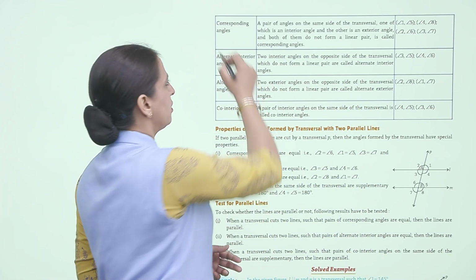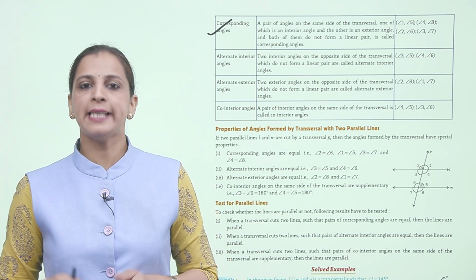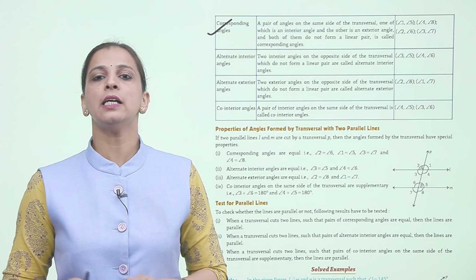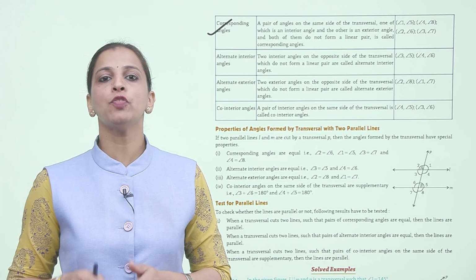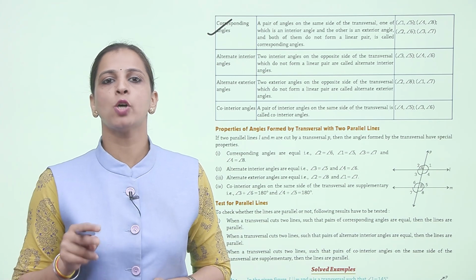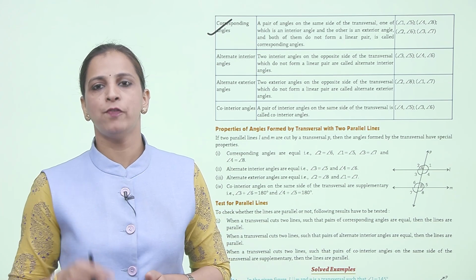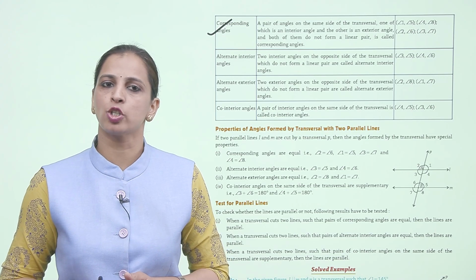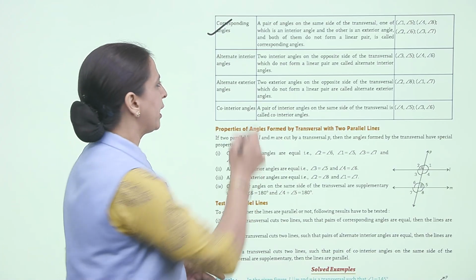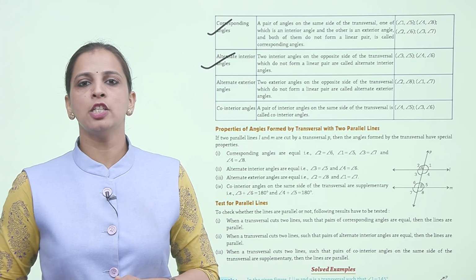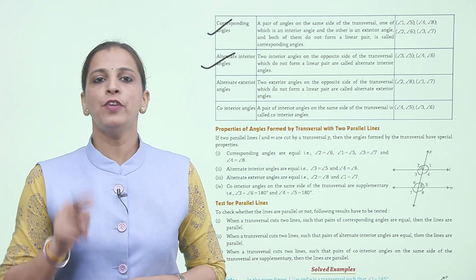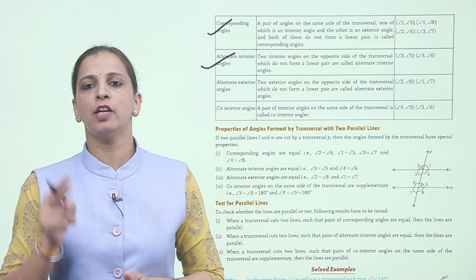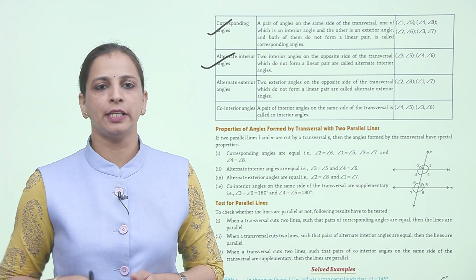Next, corresponding angles. A pair of angles on the same side of the transversal, one of which is an interior angle and the other is an exterior angle, and both of them do not form a linear pair, is called corresponding angles. So, angle 1 and angle 5, angle 4 and angle 8, angle 2 and angle 6, angle 3 and angle 7 are corresponding angles. Now, alternate interior angles. Two interior angles on the opposite side of the transversal which do not form a linear pair are called alternate angles. Angle 3 and angle 5, angle 4 and angle 6 are alternate interior angles.